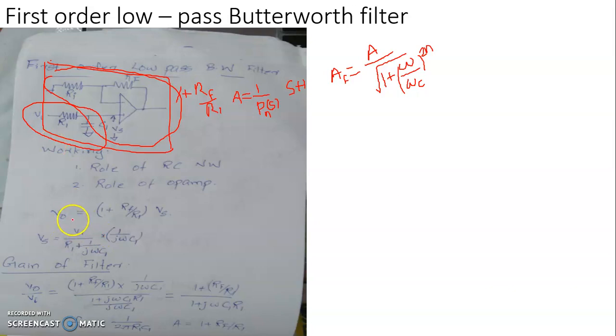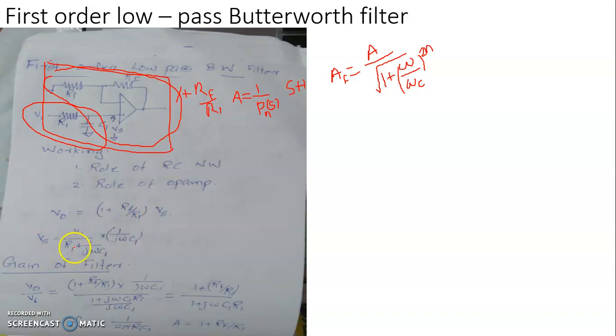Vo, as I have already told you, is equal to 1 plus Rf by R1 into Vs, where Vs is the amplifier input. But Vs is equal to the part of Vi appearing across C1, that is Vi by net EMF, Vi by total resistance R1 plus 1 by j omega C1 into 1 by j omega C1. You can cross multiply this: 1 plus j omega R1 C1 divided by j omega C1, the j omega C1 vanishes. So Vo is equal to 1 plus Rf by R1 into Vs.